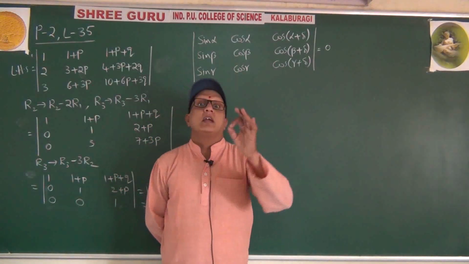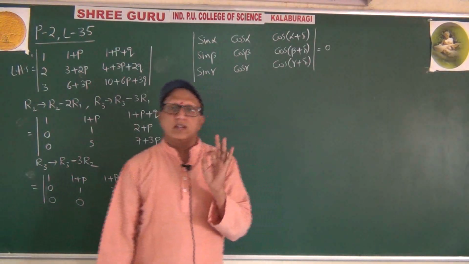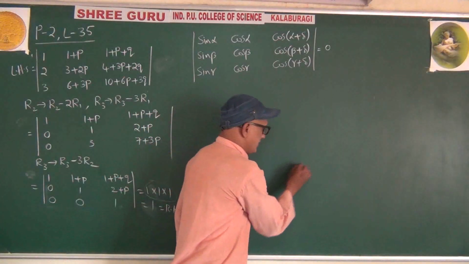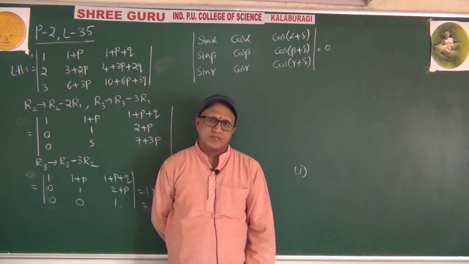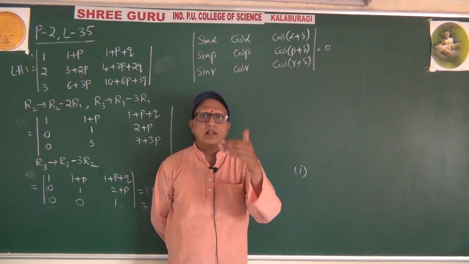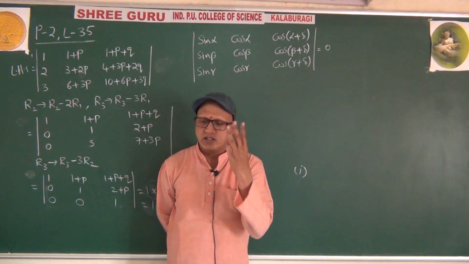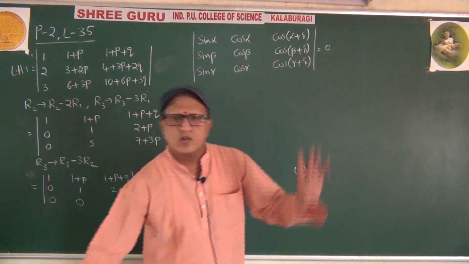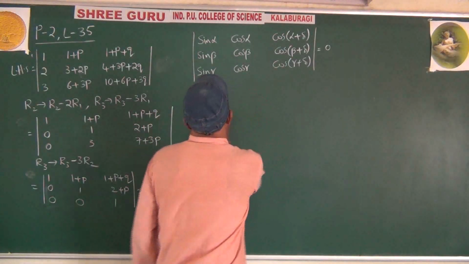99.99%, I am not telling 100%. 99.9999% either first reason, 2 rows will be same, otherwise 2 columns will be same. In that case we get the answer 0. Another reason is in any particular row or in any particular column we get 3 zeros. If we get 3 zeros in any particular row or any particular column, then also the answer is 0, no need to expand the determinant.